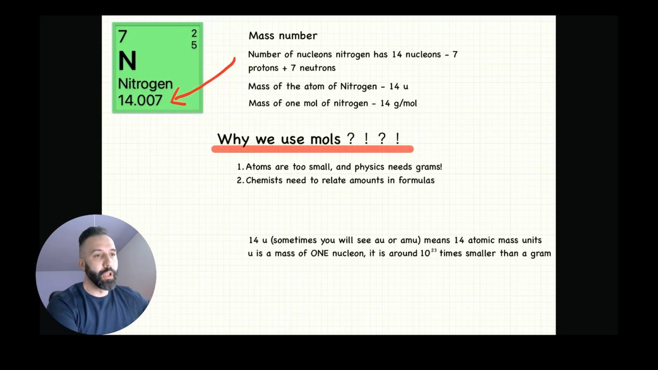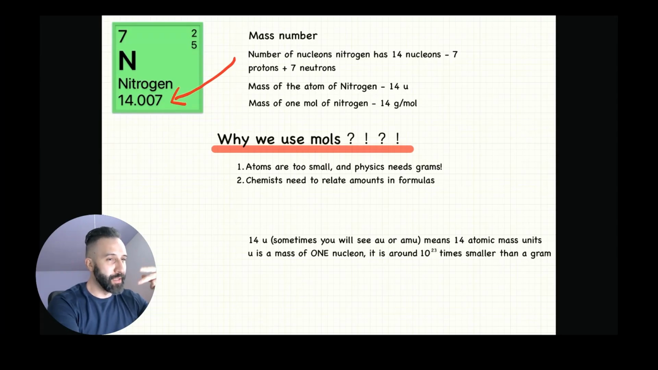So, if you look at the periodic table, these cells that contain information about elements, they contain two main numbers. So this one is the atomic number, and that equals the number of protons. And this is the mass number, which equals the number of nucleons, which are protons and neutrons combined. But the mass number has another meaning, and that is that the mass number is also equal to the mass of one atom of this element.